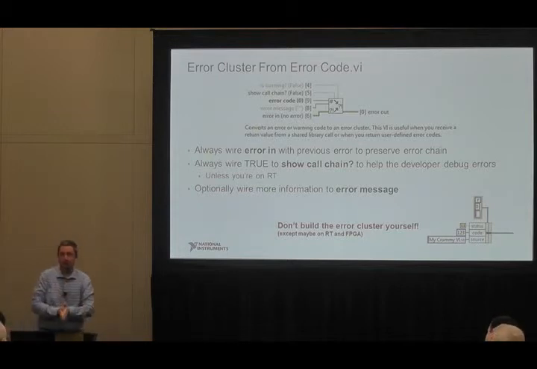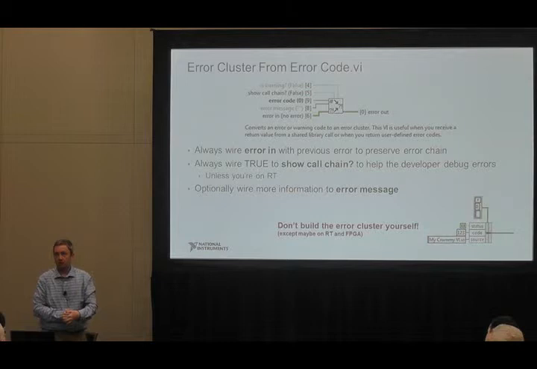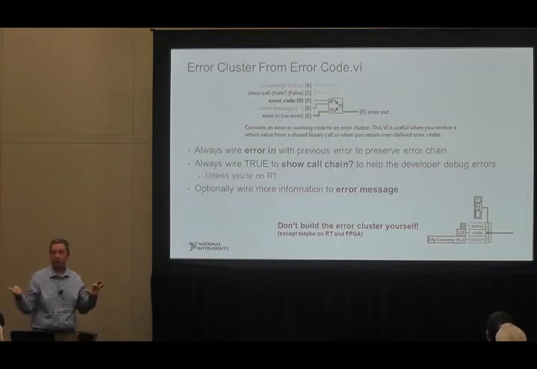Question? Does the error cluster from error code append that string only on an error condition, or does it append the string regardless? So the question is, how does that VI act when there's no error condition? In that case, you would have an error coming in that's no error, and you have an error code of 0. In that case, we do nothing to the error cluster. We output no error.